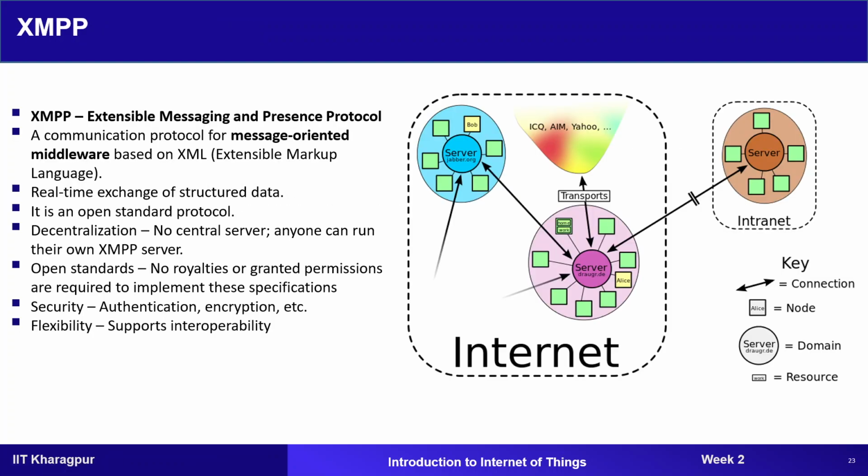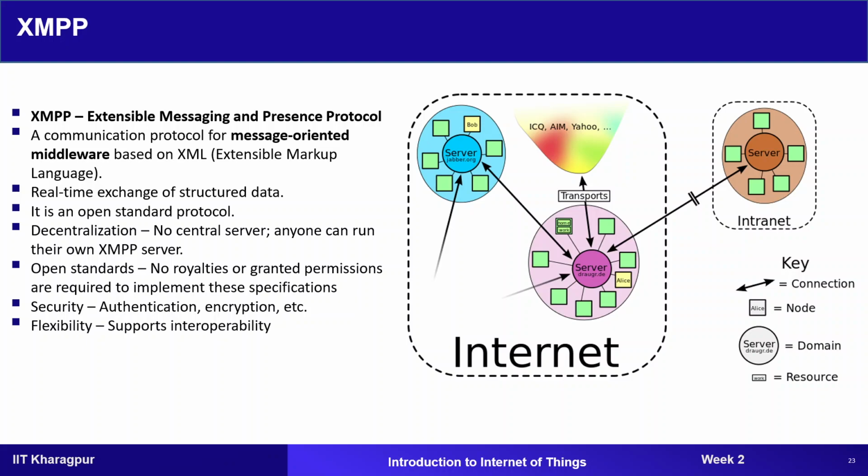Now the next protocol is your XMPP. It stands for Extensible Messaging and Presence Protocol. It is based on your XML. However, your XML is used to send unstructured data, whereas your XMPP is used to send structured data. It is an open standard protocol in which there is no central server which is going to manage the data. However, the data is distributed.